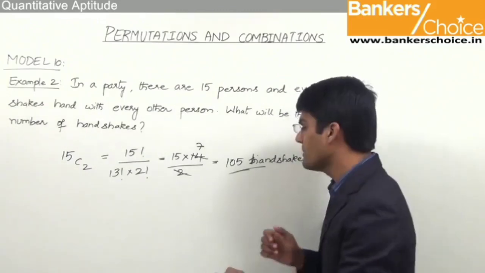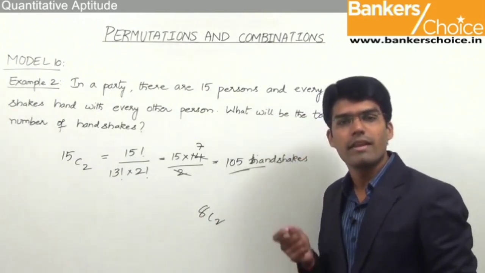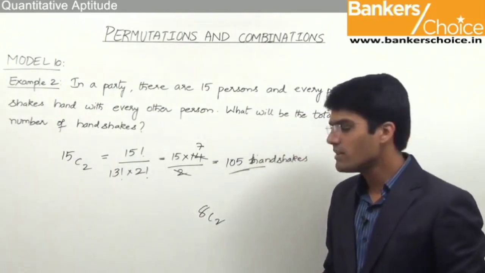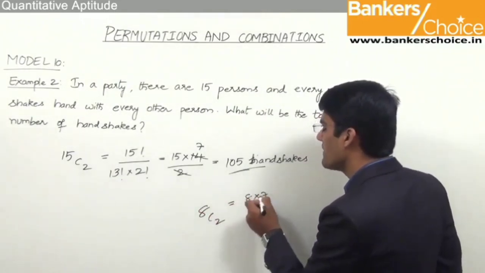So the simple answer there can be taken as 8C2. There are a total of 8 teams. How many matches will be played, where every team plays a match with every other team? So we can say that the answer is 8C2. And 8C2 can be taken as 8 into 7 by 2.